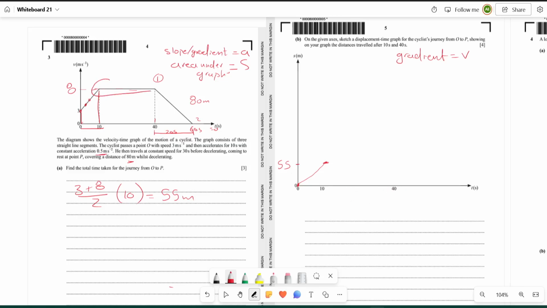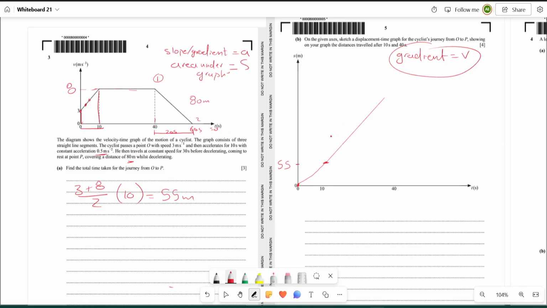From 10 to 40, I was moving with a constant speed, right? I was moving with a constant velocity. So that means that the rest of this graph is going to have a constant gradient, right? So it's going to be something like this because the velocity here is constant. So I need my gradient in this period to be also constant, correct?